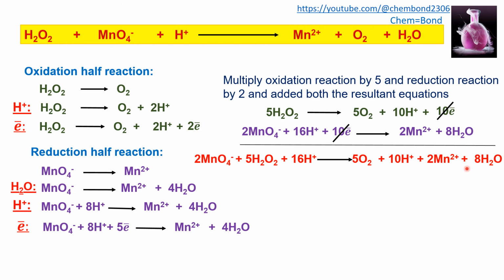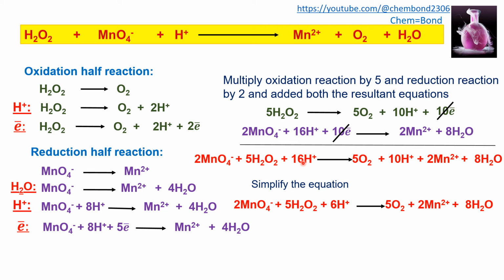If we look at this net equation, here are 10 hydrogen ions present and here are 16 hydrogen ions present. So we will simplify it by cancelling these 10 hydrogen with 10 hydrogen from this side. So we will get 6 hydrogen ions over there. So 6 hydrogen ions will be present in the equation and these 10 hydrogen ions will be cancelled with 10 hydrogen ions from the reactant side.